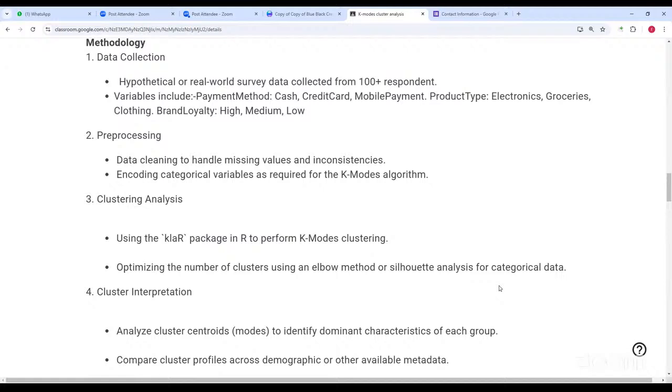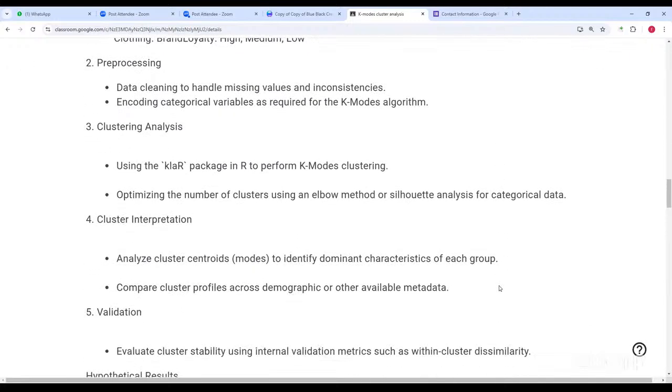Okay, now pre-processing is over. Next, we are running clustering analysis. Pre-processing: encoding categorical variables as required for the K-modes algorithm. Yes, you have to encode the categorical variable.